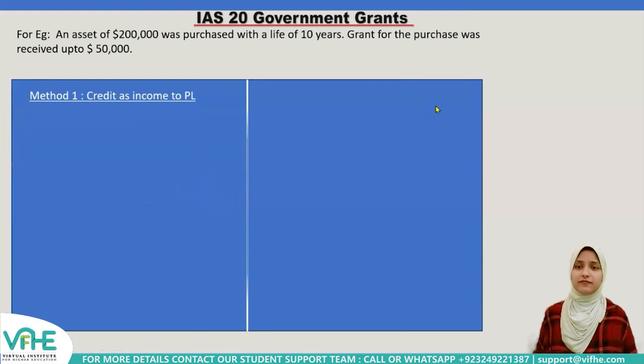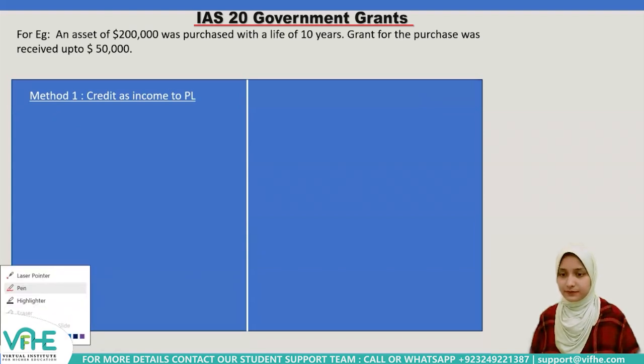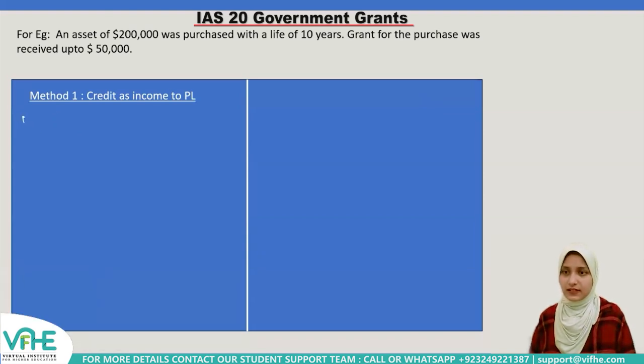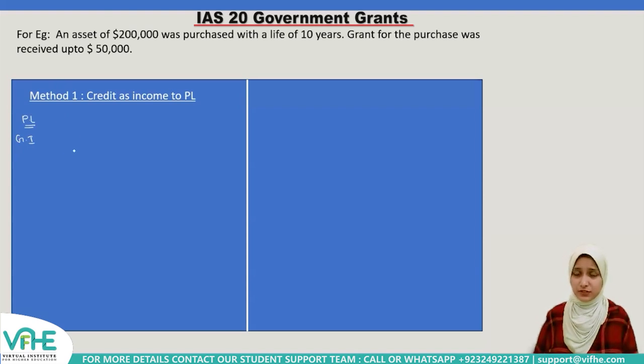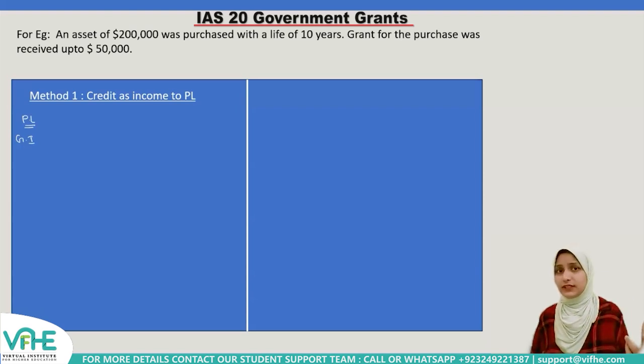In method 1, where we choose to credit it as income to the profit and loss statement, we would record a grant income on the basis of how many years we've kept the machine, or on the basis of the depreciation method. Because if you write off the cost of the asset based on a particular depreciation method, the writing of the grant as an income in your P&L will also happen on the same basis, whether it's straight line or WDV, written down value. Here it's straight line and it's 10 years.